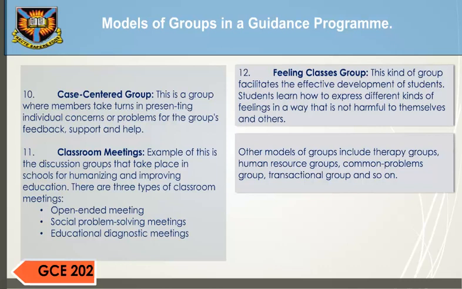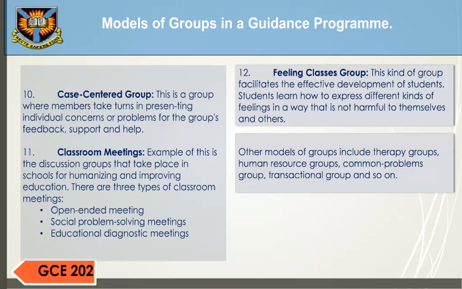11. Classroom meetings. An example of this is the discussion groups that take place in schools for humanizing and improving education. There are 3 types of classroom meetings: open-ended meetings, social problem-solving meetings, and educational diagnostic meetings.